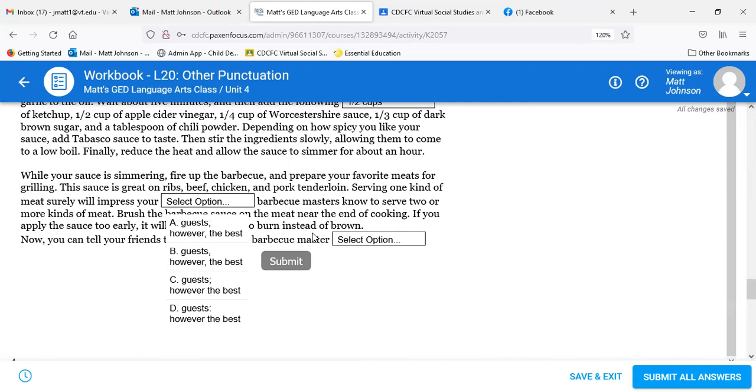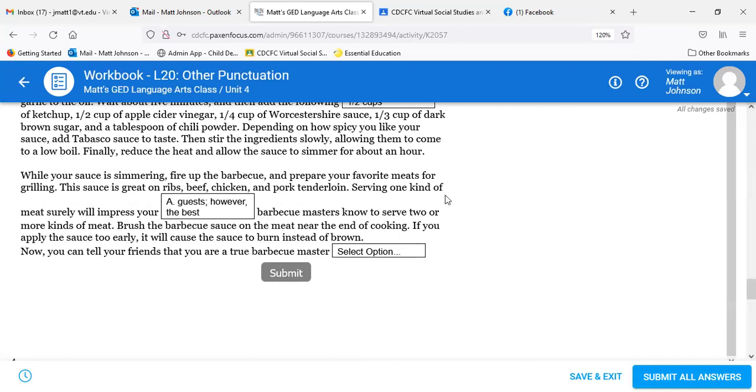B. A. Guests, we have a complete idea. So serving one kind of meat surely will impress guests. Semicolon, however, comma, the best barbecue masters know to serve 2 or more kinds of meat.